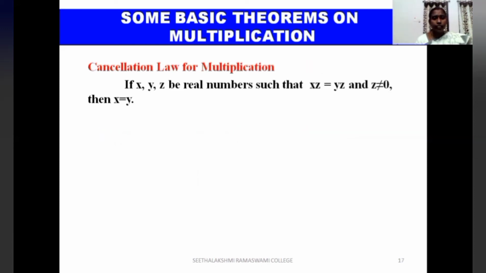Next, cancellation law of multiplication. If x, y, z are real numbers such that xz is equal to yz and z is not equal to 0, then we have to prove that x equal to y.